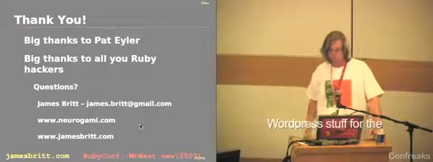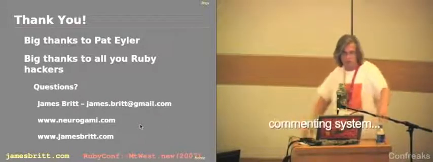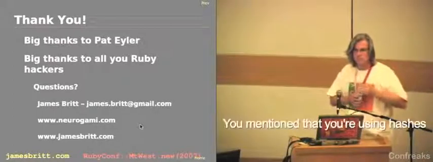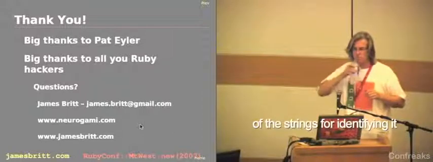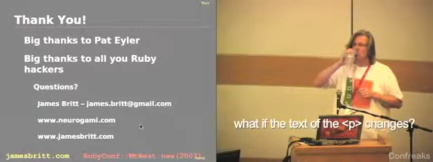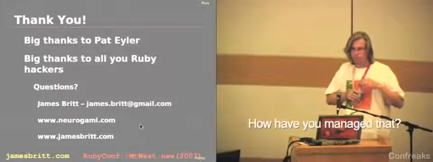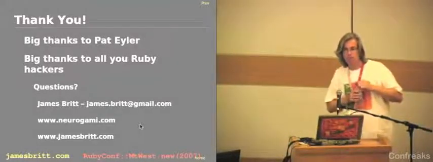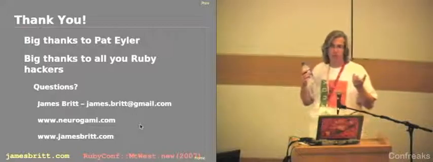When you're talking about the WordPress stuff for the commenting system, and this is kind of specific, you mentioned that you're using hashes of the strings for identifying it. What if the text of the paragraph changes? How do you manage that? It does exactly what I want it to do. It doesn't find the comments. And that's what you wanted? That's basically what I wanted.